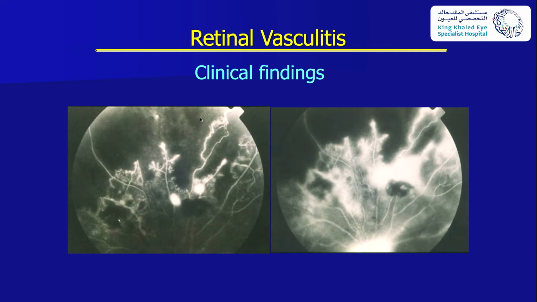This is an example also of tuberculosis. Tuberculosis, by the way, is a disease that tends to cause severe occlusive vasculitis compared to other conditions, with severe retinal ischemia. Here, you need to give good scatter laser photocoagulation to the ischemic retina.